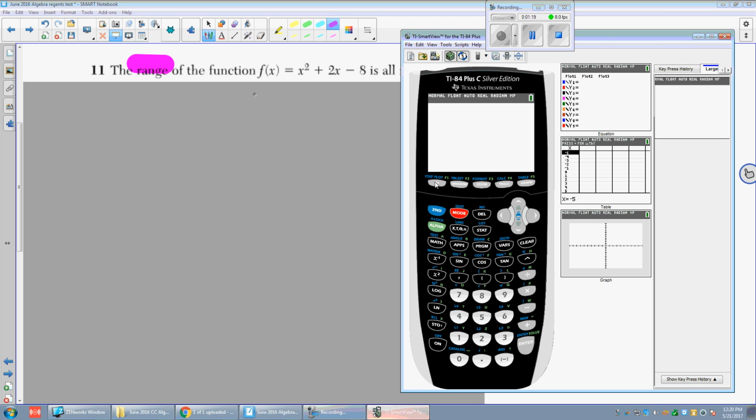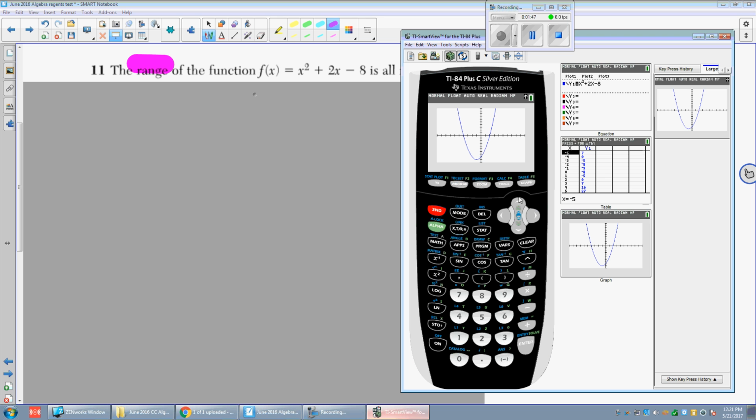calculator and I'm going to enter y equals x squared plus 2x minus 8. Then I'm going to look at the graph just to see what the parabola looks like. Oh, that's nice. It's all on the screen. And it looks like there's all numbers greater than negative 9.